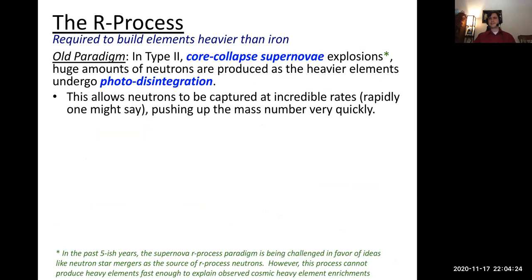Okay, now let's go to arguably the more exciting process, the rapid neutron capture process, the R process. Whenever I talk about the R process, I'm going to have to talk about the older paradigm and then the emerging new paradigm, and then the reality that both are really happening. Depending on what resource you're reading about the R process, you're going to run into both of these paradigms. The old paradigm is this only occurred during core collapse supernovae explosions, which makes sense.